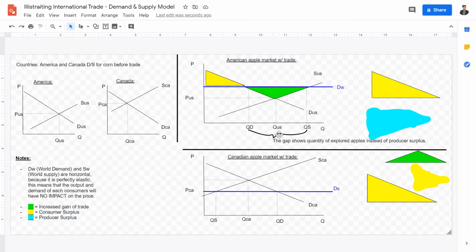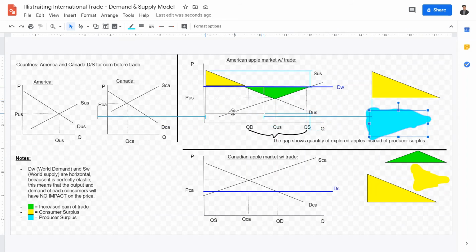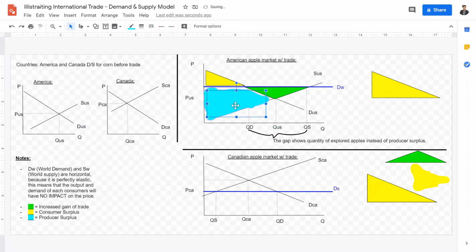Now, with consumer surplus, of course, we also have producer surplus. Because of international trade, producer surplus is also decreased into this blue box right here. So this blue box is what producer surplus is left now that America has entered international trade. So this is what it looks like with trade.